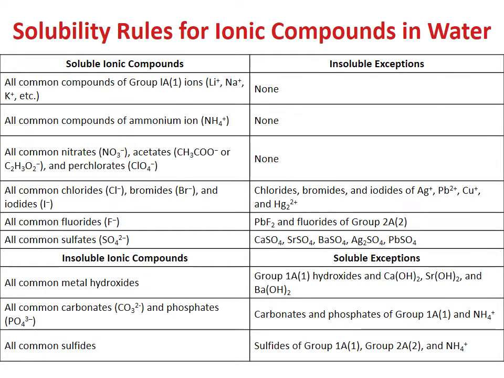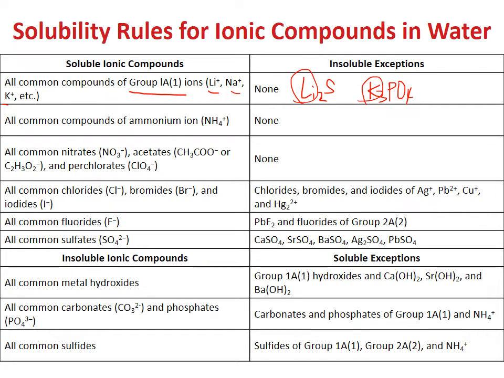Here are the solubility rules for ionic compounds in water. Rule number 1: all common compounds of group 1 metal ion cations are highly soluble. So any anion combined with lithium, sodium, potassium, rubidium, or cesium is highly soluble. So lithium sulfide is highly soluble, and let's say potassium phosphate must be highly soluble because the cation is a group 1 metal. So they are all soluble, no exception.